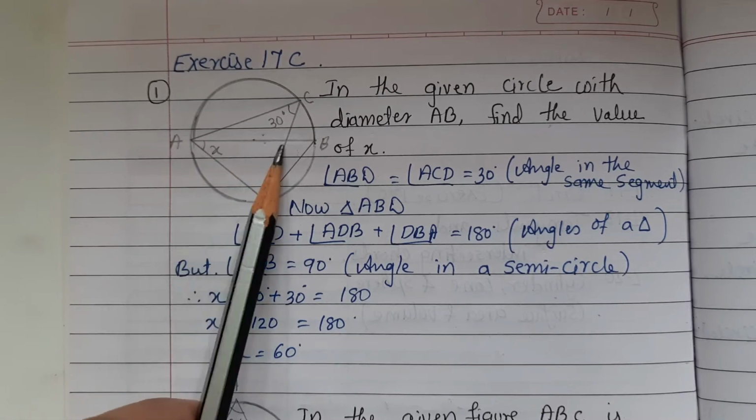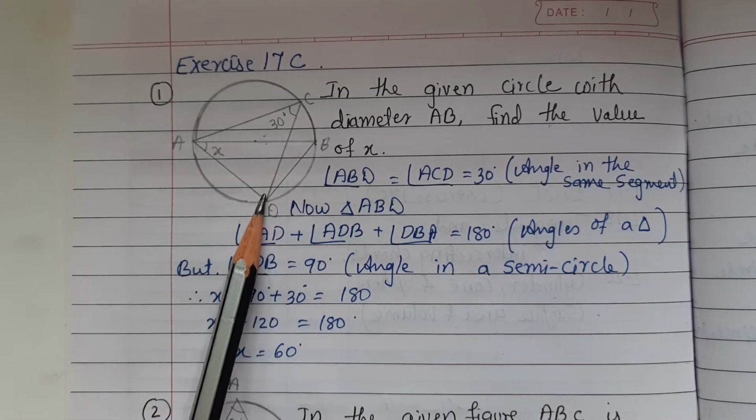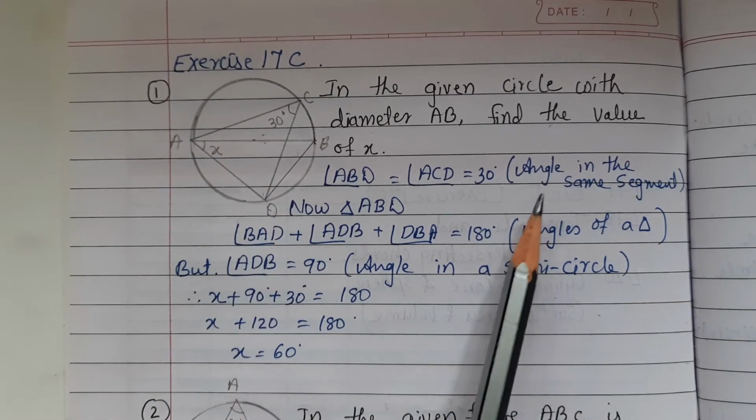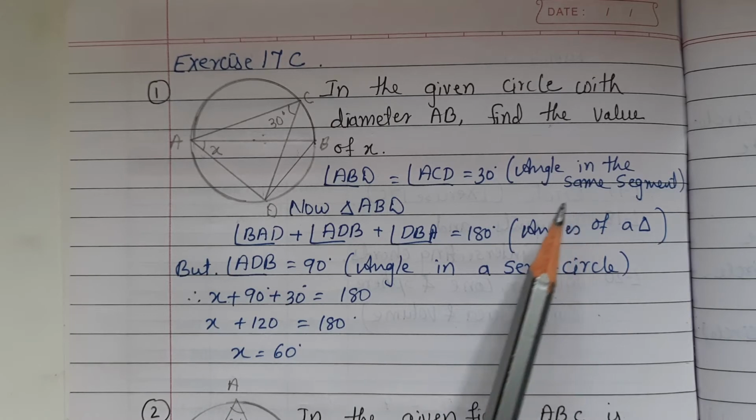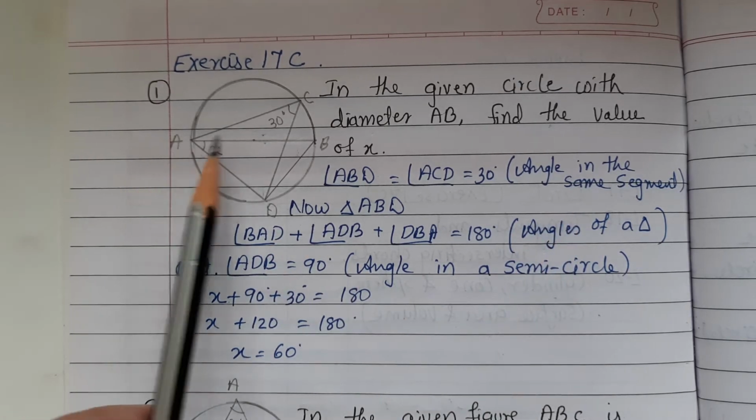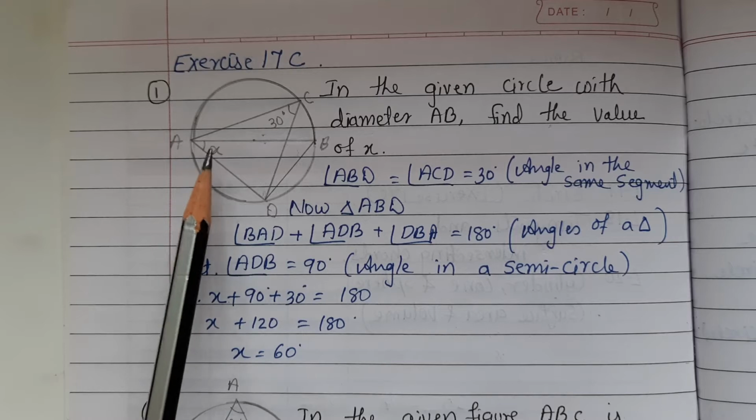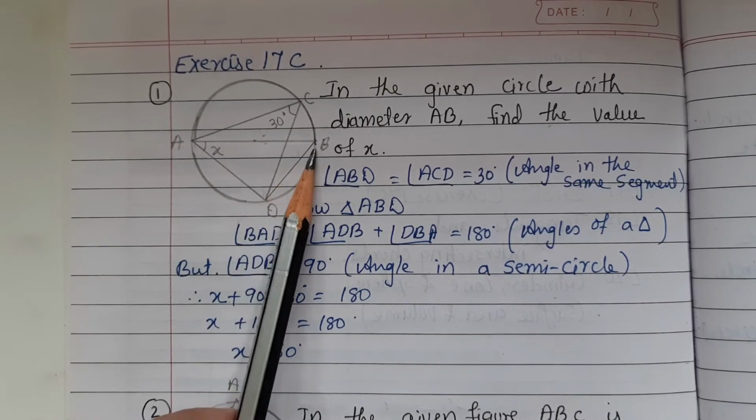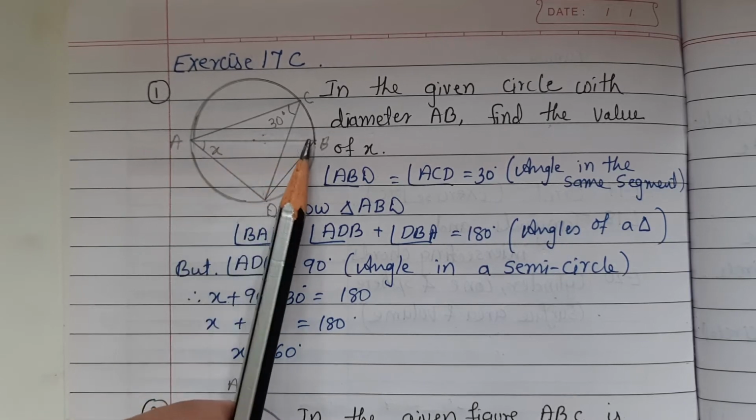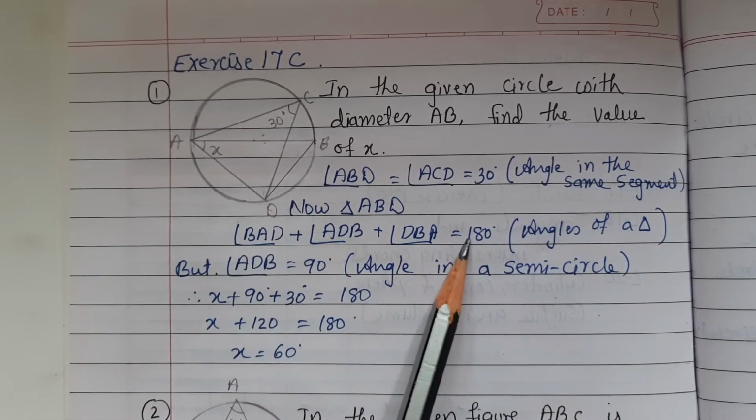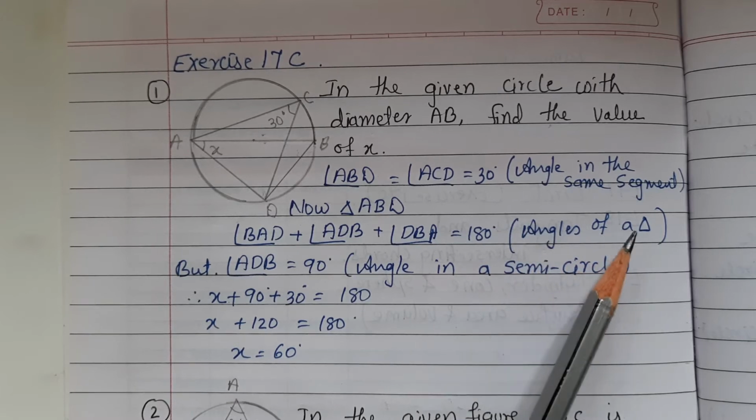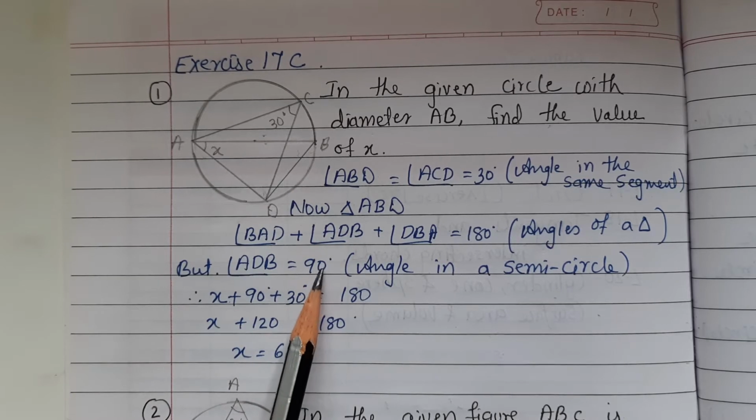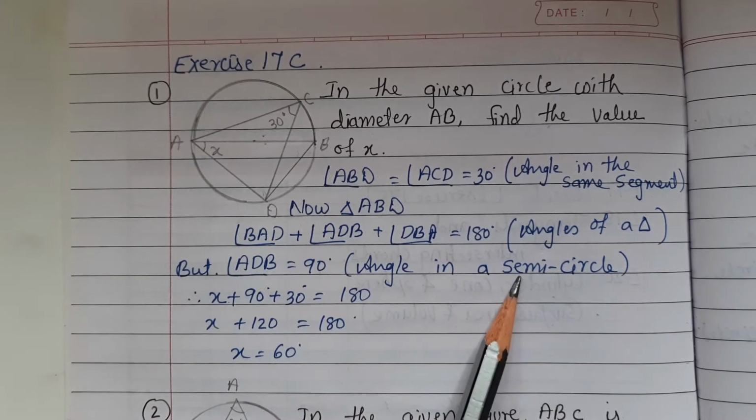Angle ABD is equal to angle ACD, angle in the same segment. Now, in triangle ABD, angle BAD plus angle ADB plus angle ABD is equal to 180 degrees, angle sum of a triangle. Angle ADB is equal to 90 degrees, angle in a semicircle.